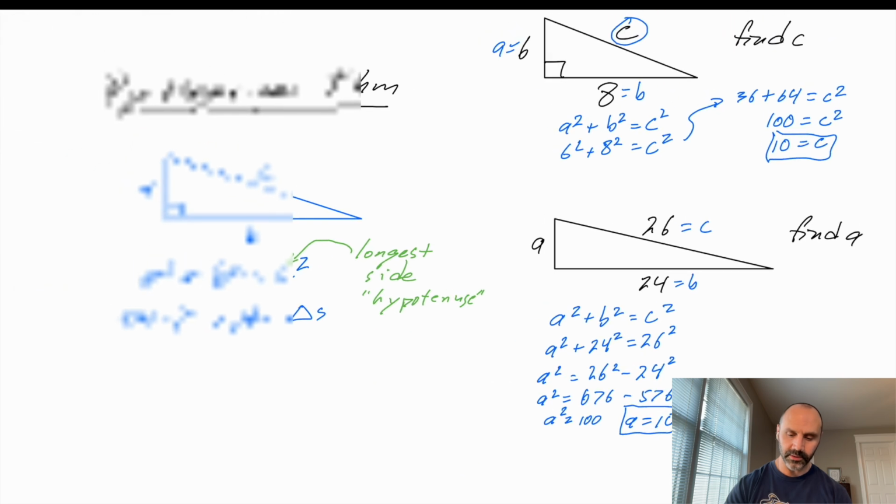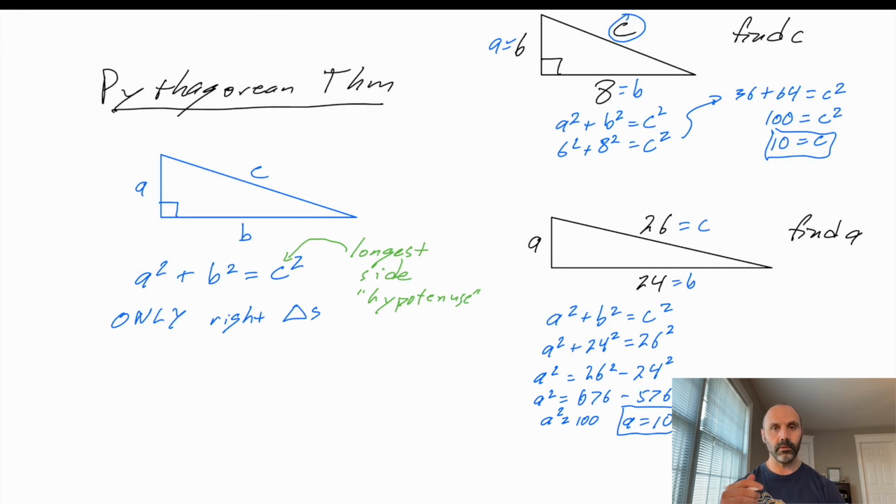Okay. I'll let you in on something now. These all worked out to be whole numbers. When you're doing this, you're not always going to get whole numbers, but there are some what we call common Pythagorean triples. That is sets of whole numbers that can be the sides of right triangles.